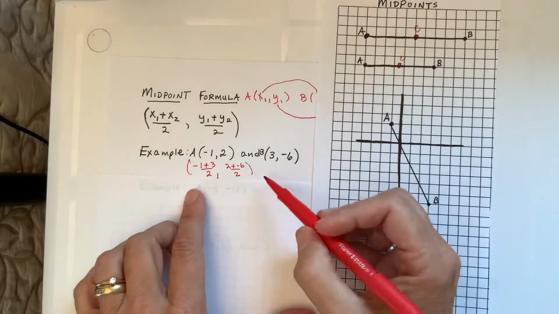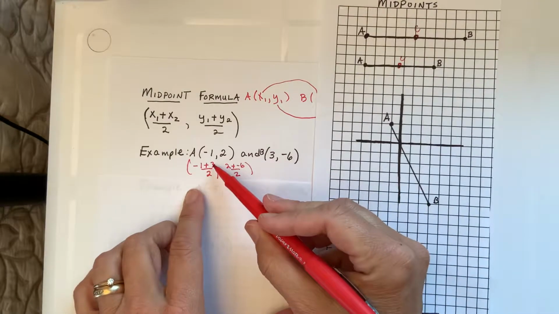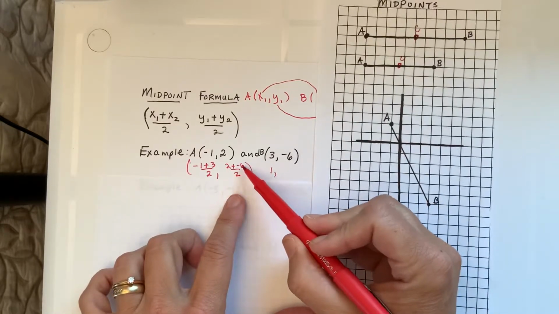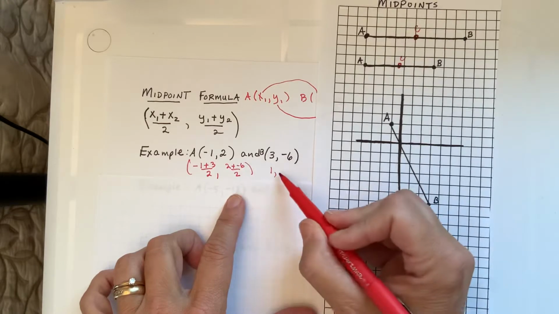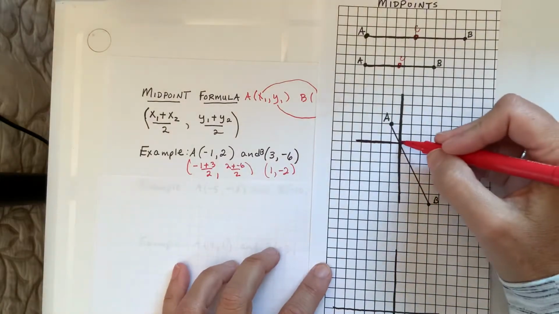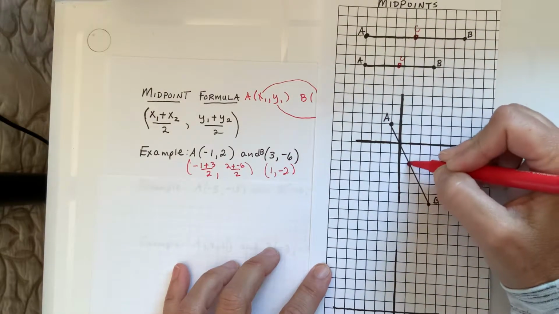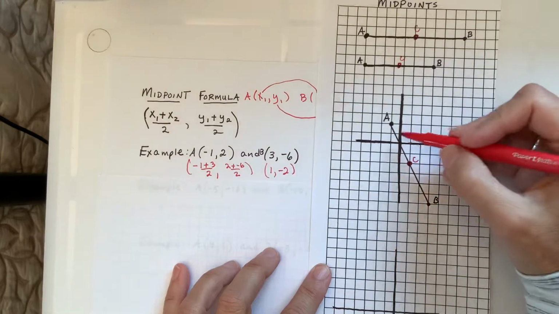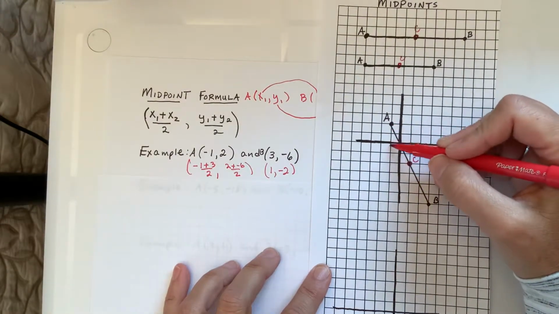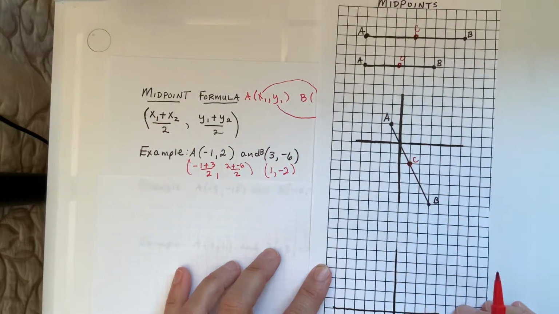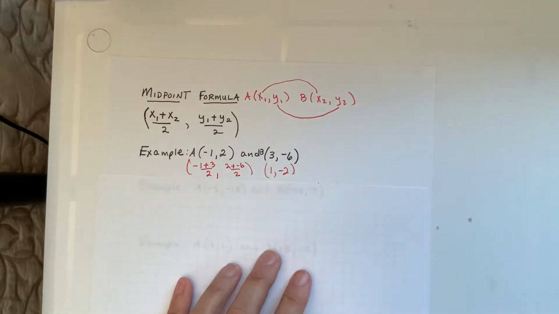So in this case, -1 plus 3 is 2. 2 divided by 2 is 1. That's the first one. 2 plus -6 is -4. -4 divided by 2 is -2. So my midpoint, and hopefully that'll make sense, is at 1, -2. There's my midpoint. And it visually looks pretty good. I also could do a little slope triangle here. This is 1, 2, 3, 4, 1, 2, and this is 1, 2, 3, 4, 1, 2. So it did work.